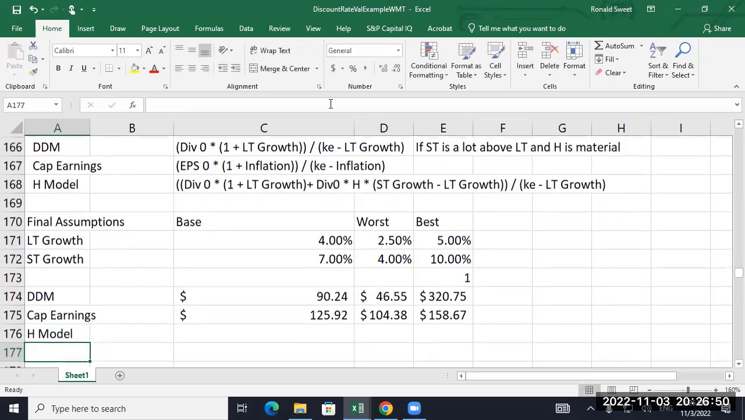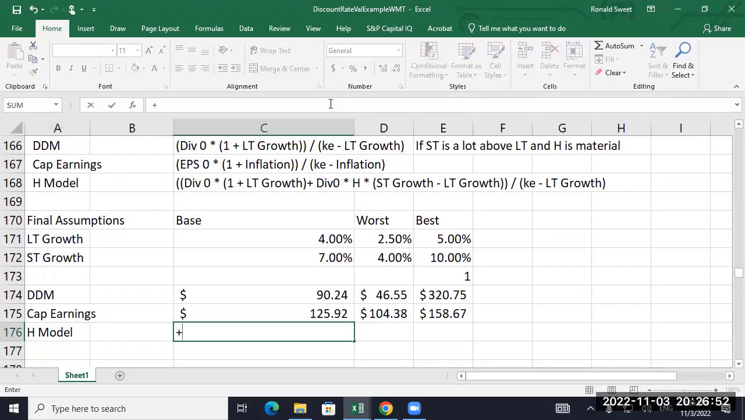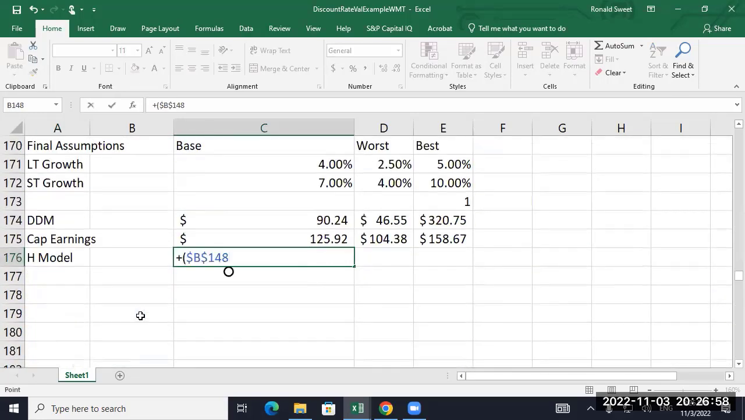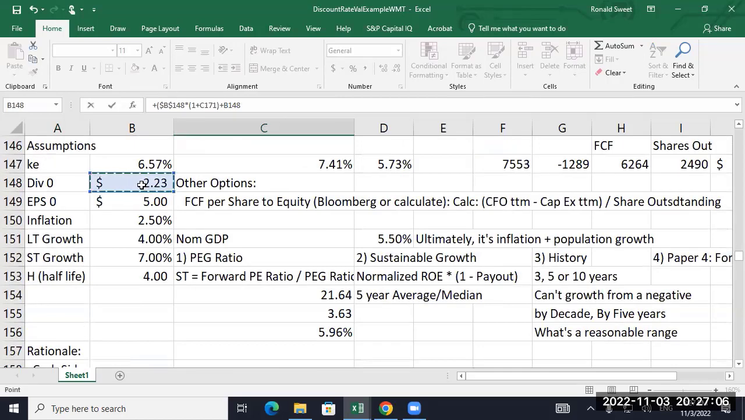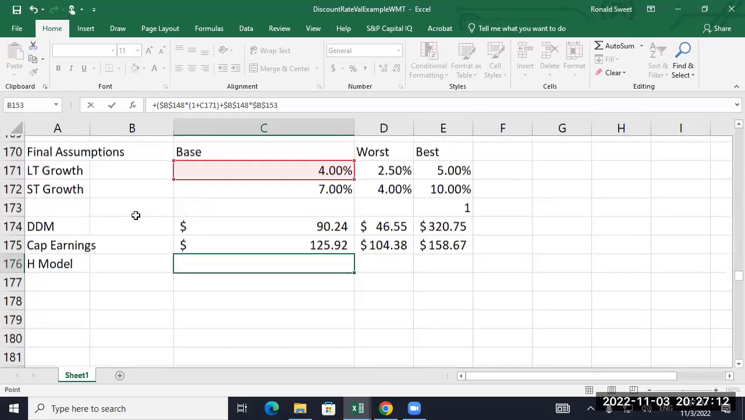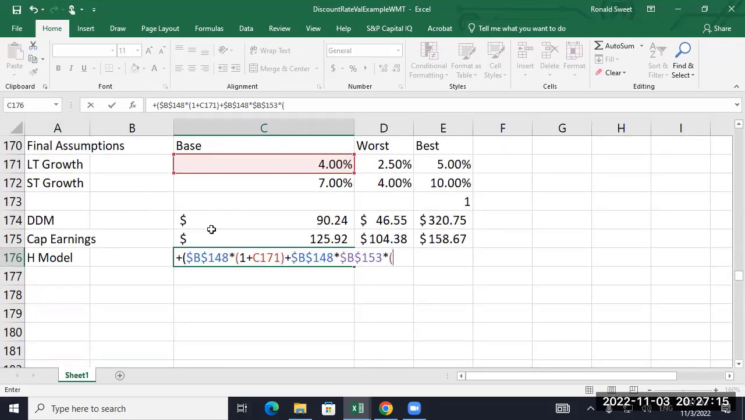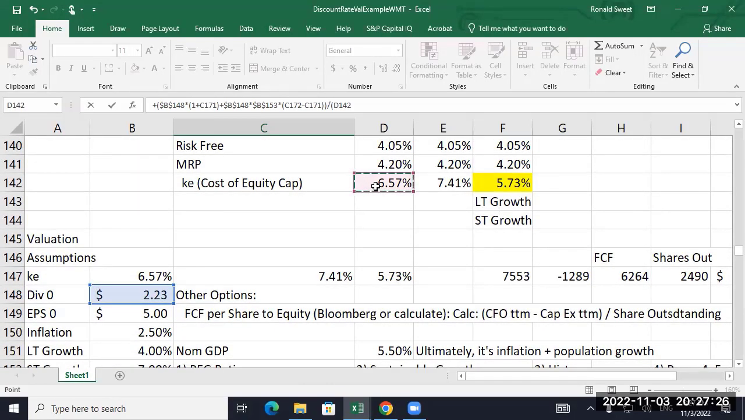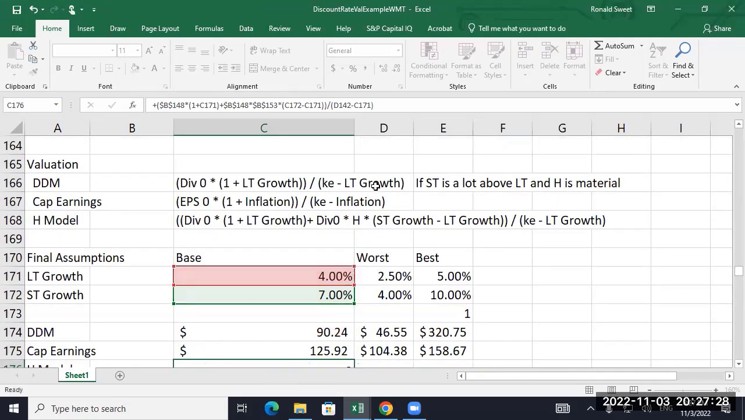And then the H model, here I'm going to lock in as I go. So I've got dividend 0 times 1 plus long-term growth. Don't need to lock that in. Plus dividend 0 times H. I can lock that in as well if I can find it. Times short-term growth minus long-term growth, divided by KE minus long-term growth. I think I got it all.